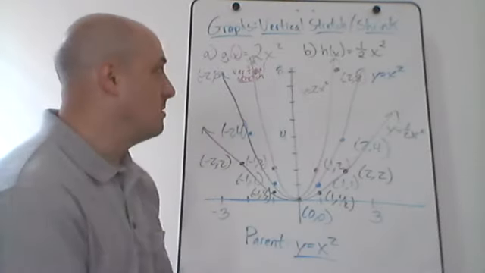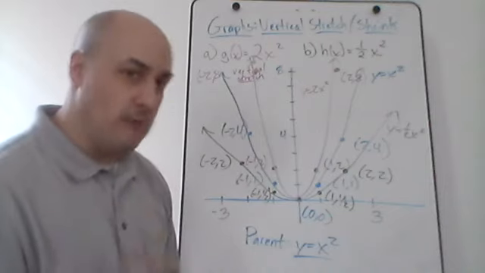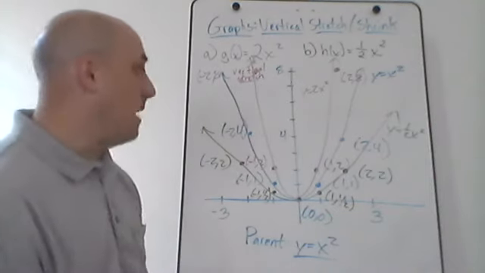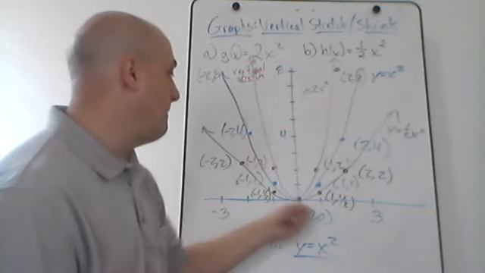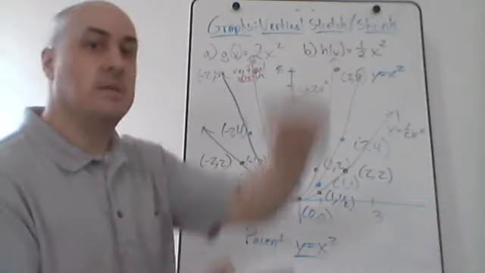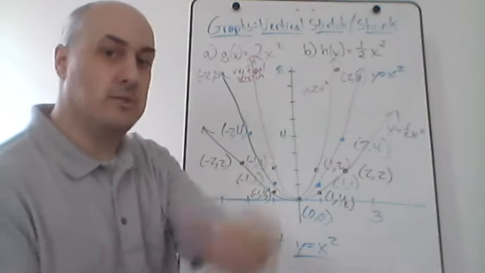All right, so that's vertical stretching and shrinking. A number outside of the parent function that's multiplying the parent function, you literally multiply all the y-coordinates on the graph of your parent function by whatever that number is. If it's bigger than 1, it stretches it out. If it's less than 1, it shrinks it down.